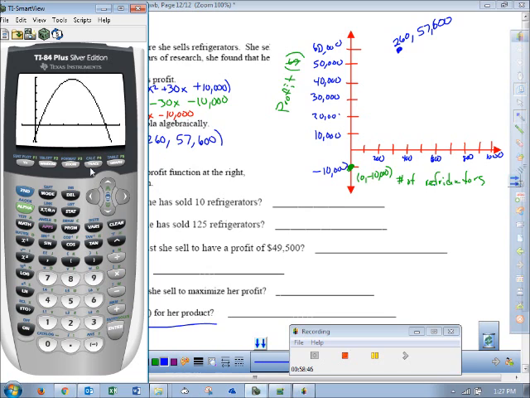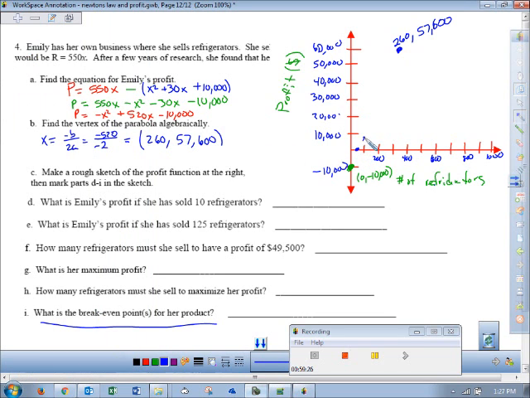Second, calculate, intersect. First curve, second curve, enter. 20. Is that what you got for one of them? Did somebody find the other one real fast? 500. Thank you. I trust you know how to do that. Find both of them.